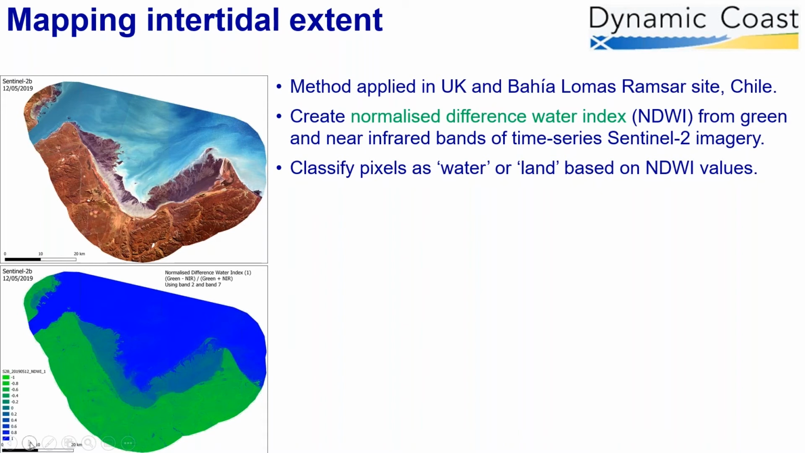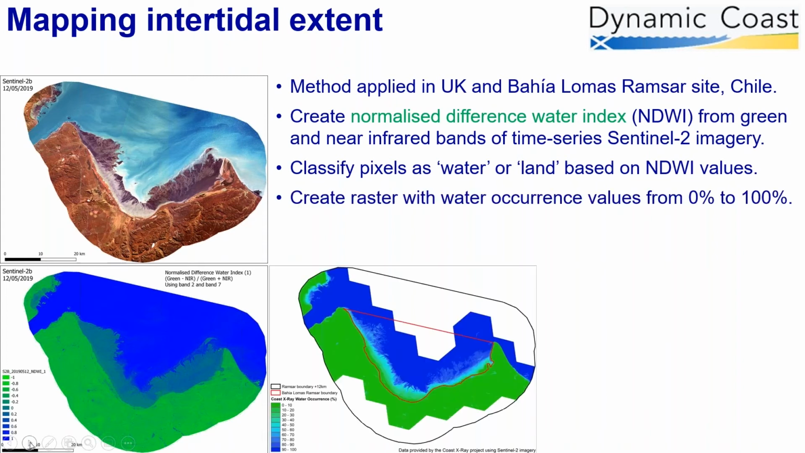And then you classify pixels as either water or land based on their NDWI values. And then with that, you can create a raster from the whole stack of imagery in which every pixel, so every 10-meter pixel, has got a value from 0% to 100% based on how many images in that stack it's classified as water. So logically, if it's 100% water, it's the sea. If it's 0% water, it's land. And if it's in between, then it's the intertidal, because it's sometimes covered in water.